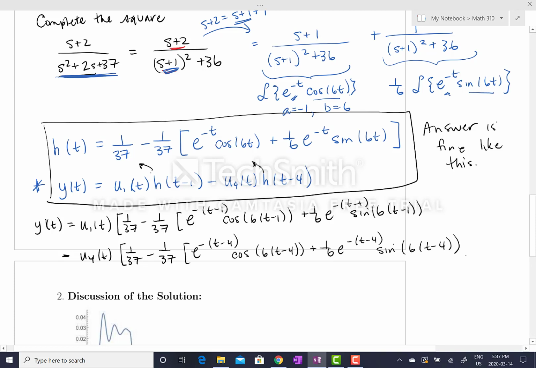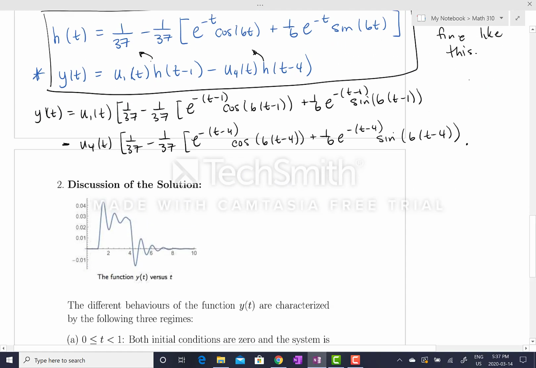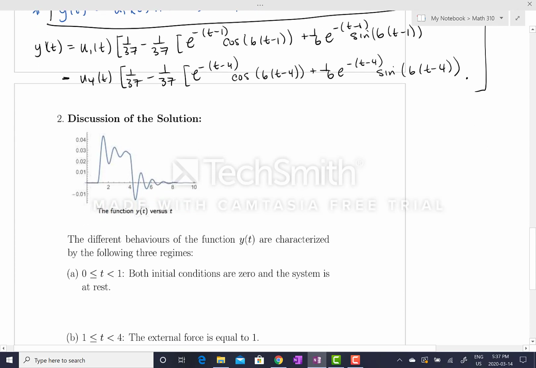Okay, that's the rather long but full solution to this initial value problem. Let's just have a bit of a discussion about the solution. Here's a plot of it. That's a plot of this function right here, y of t versus t. Let's talk about the different zones of behavior that we see.